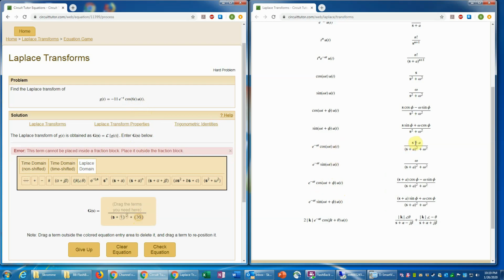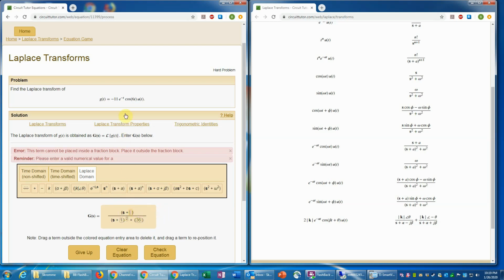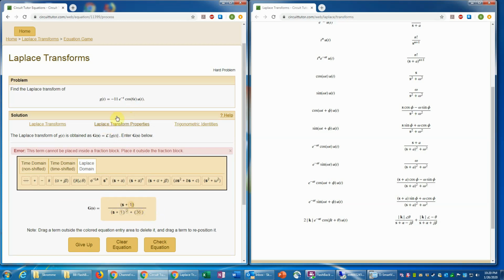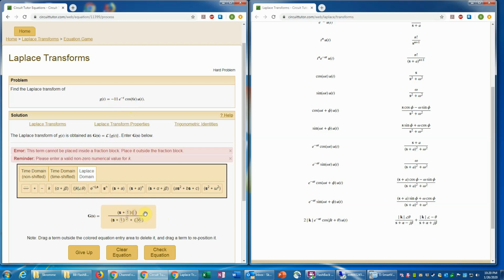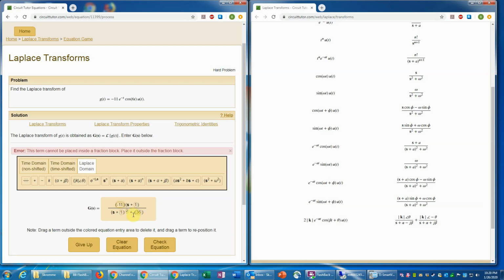And then in the numerator here, we're going to need s plus a. So we'll put that into place here. The a, again, is 1, just like it was in the denominator. So we'll fill that in. Now, we do, however, have to have this factor of negative 11. So we'll bring another constant down here, and actually I think I'll just move this over first, and we'll put negative 11 there. And so that should complete what we need for this particular problem.